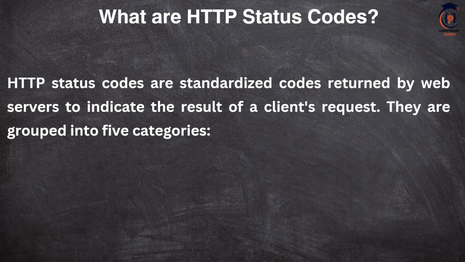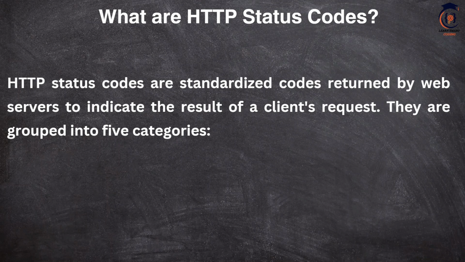Okay, so HTTP, we already know that's a protocol, and it gives us standard status codes which are already defined. HTTP status codes are standardized codes, already predefined, written by the web server to indicate the result of a client request. They are grouped into 5 categories.